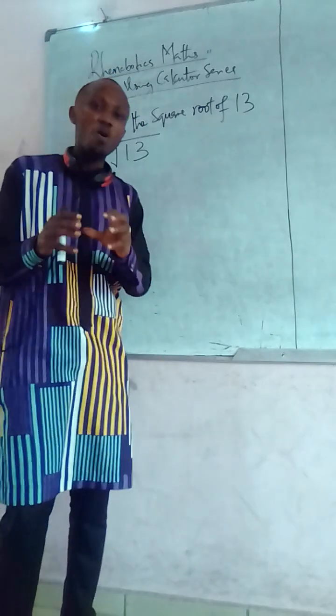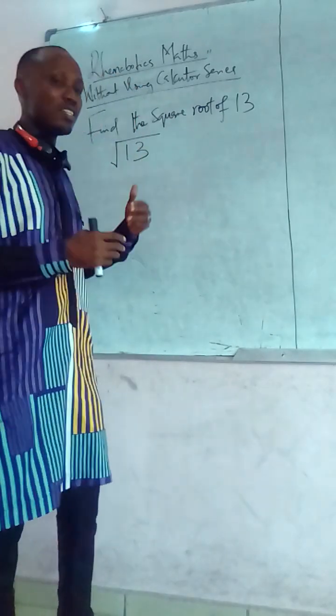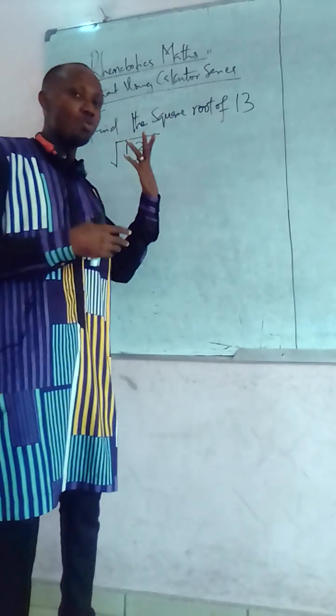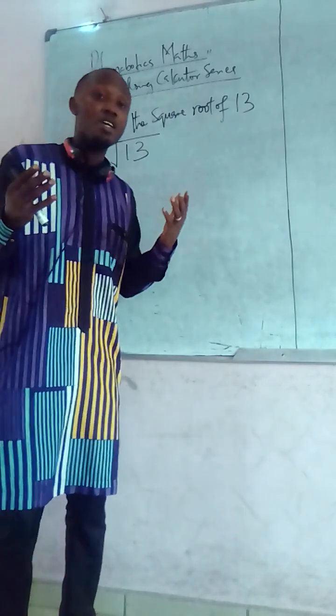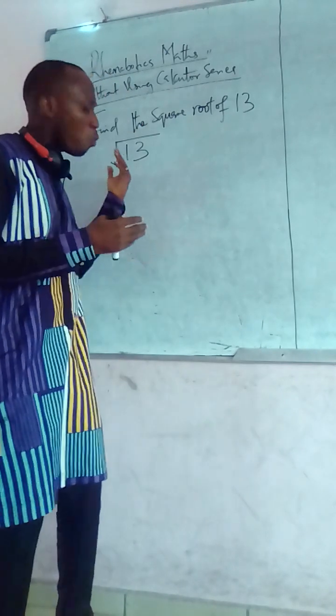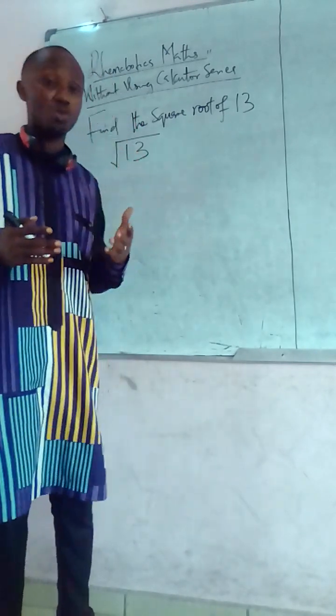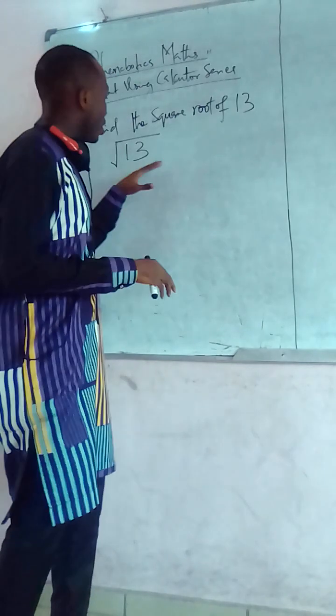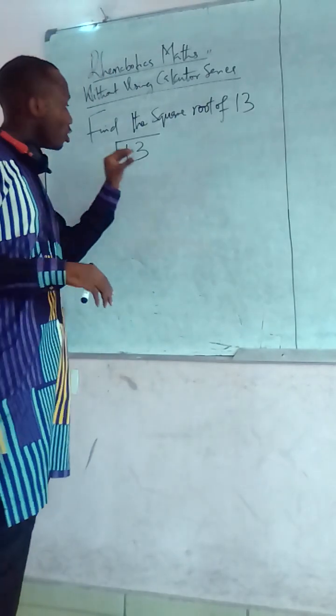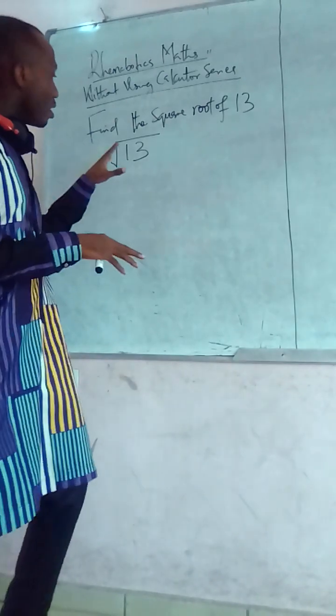But when it comes to non-perfect squares, like 13, 7, 3, 2, and even 5, there are so many non-perfect squares. So what do you do? What are you supposed to do? That's what I'm about to show you in this particular video. So let's look at how we're going to find the square root of 13.